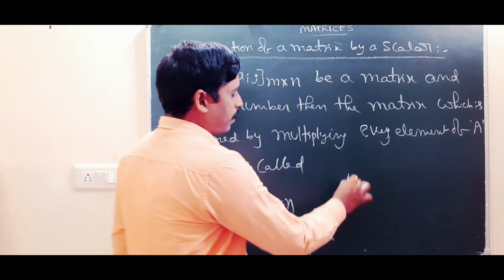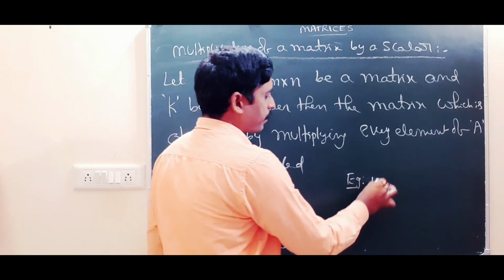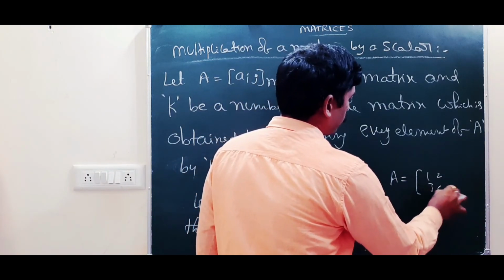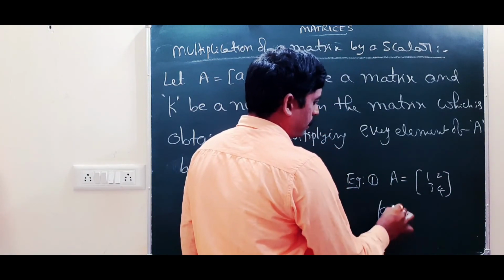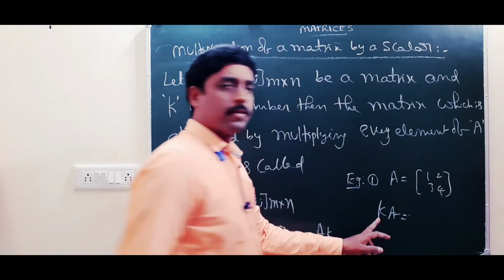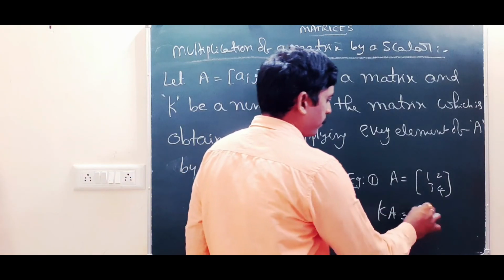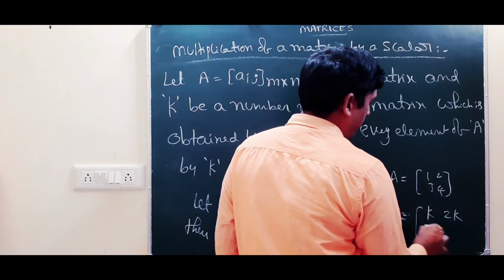Now one example. If A has 1, 2, 3, 4, then KA is K multiplying every element of A: K, 2K, 3K, 4K.